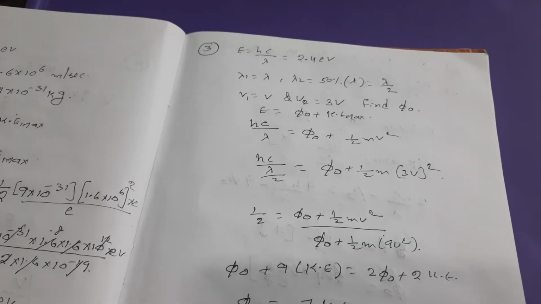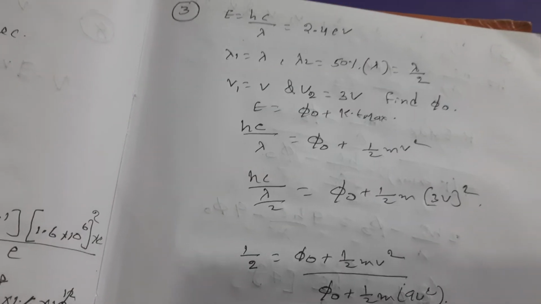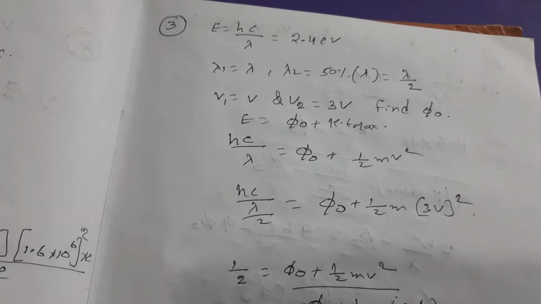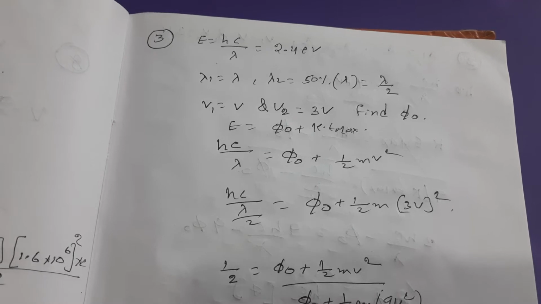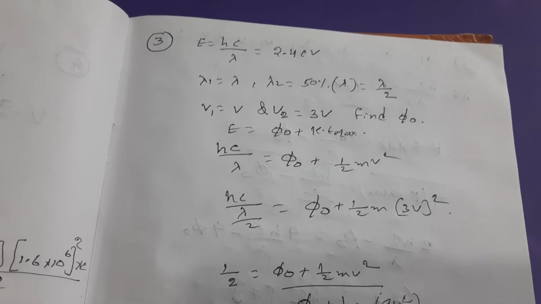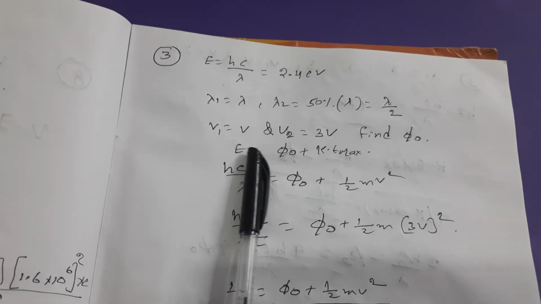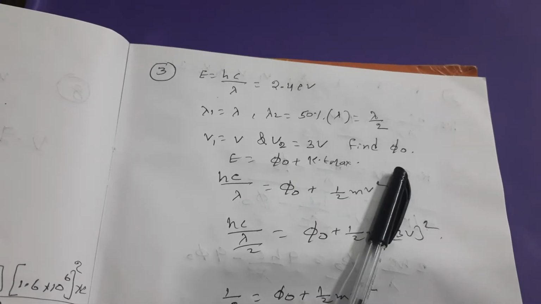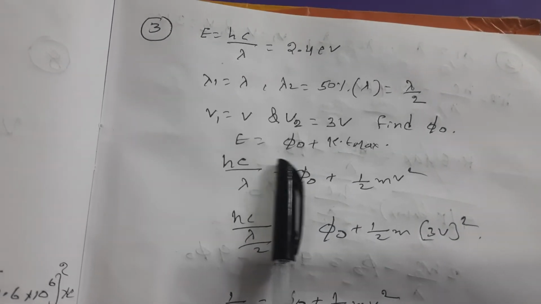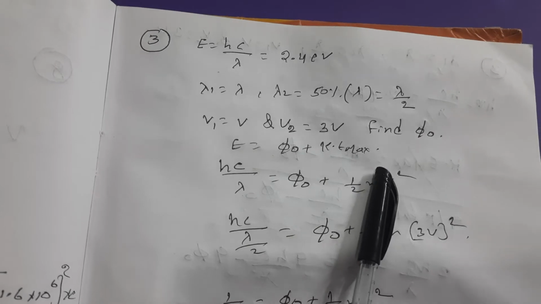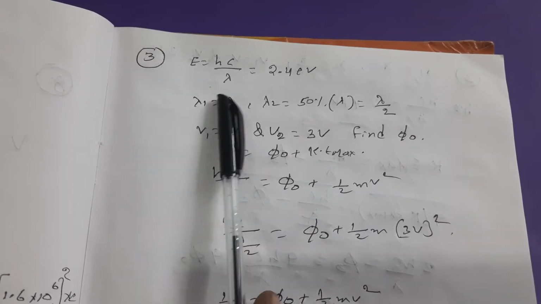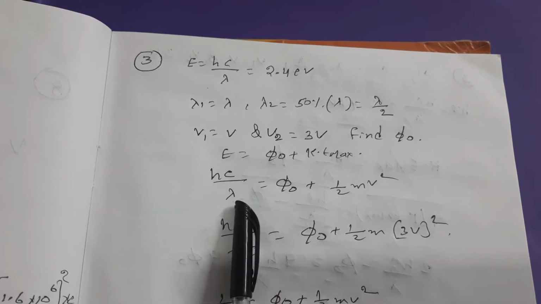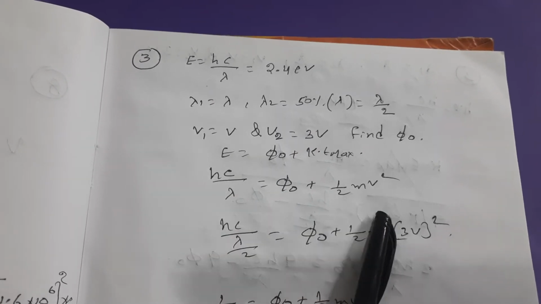Same type of question, same formula we can use here. First we go through the given data. Lambda 1 equals lambda, lambda 2 equals 50% of that, which is lambda by 2. V1 equals v, V2 equals 3 times that. So what is the formula here? E equals phi naught plus KE maximum. Instead of E, for simplification, remember it is hc by lambda equals phi naught plus half mv square.